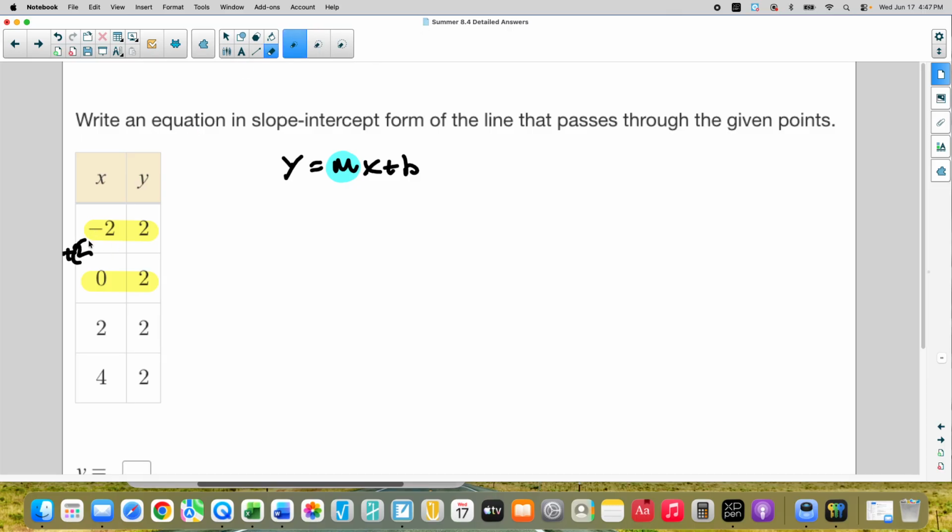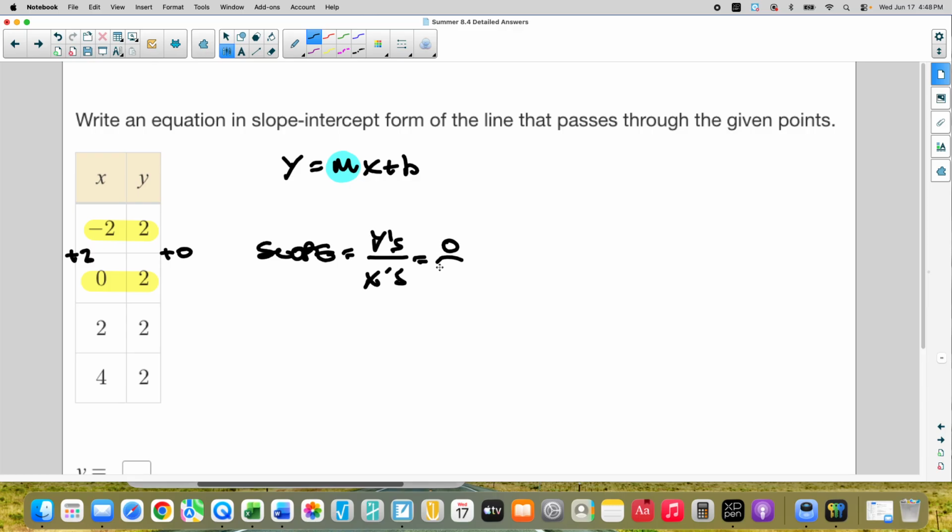Sorry. Let's do this. That's +2. And this is +0. We add nothing. So my slope is going to be my y's over my x's. So my y's is 0 over 2, which equals 0. So my slope is going to be 0.